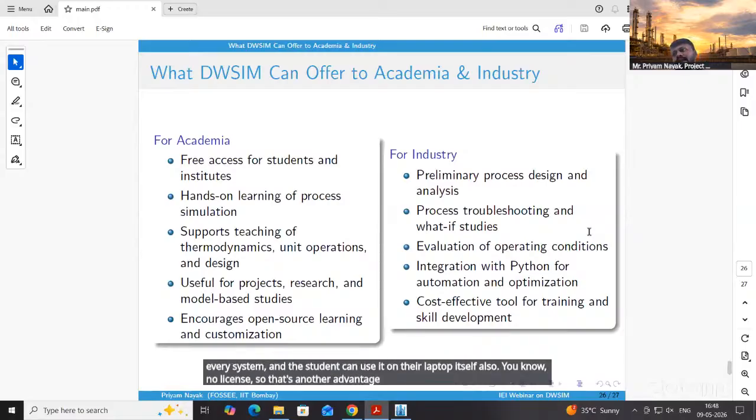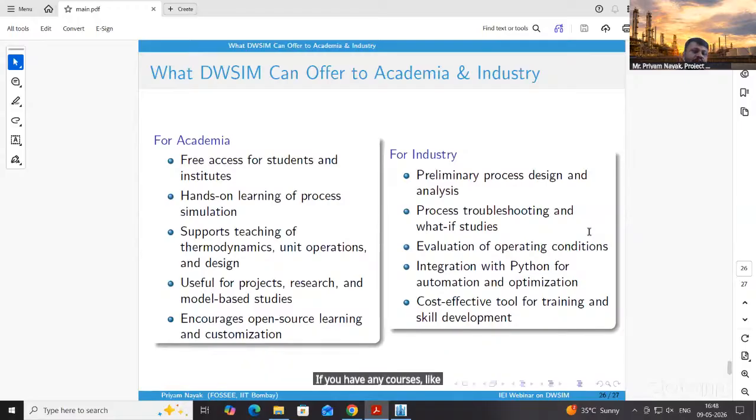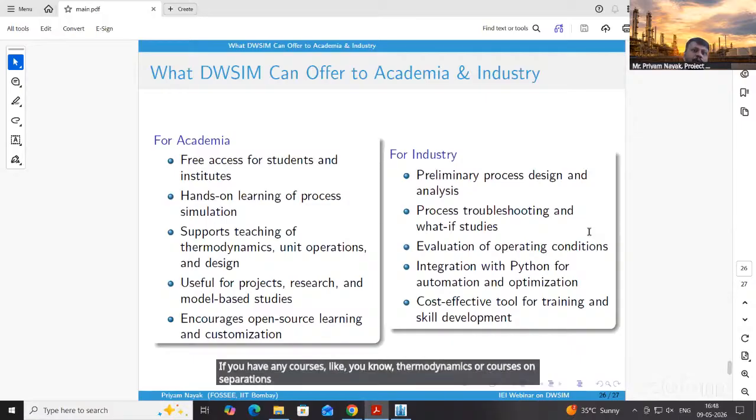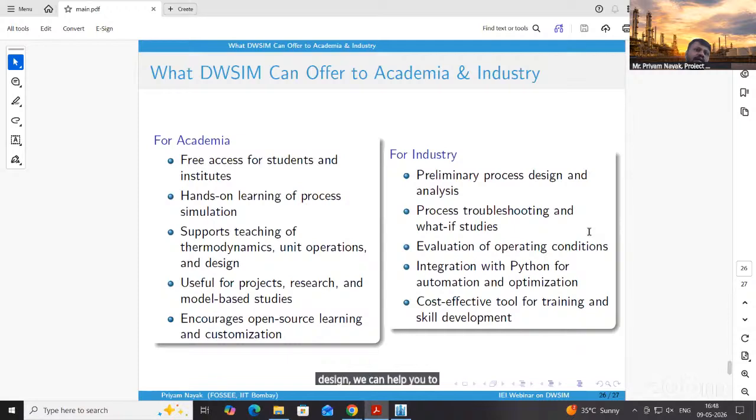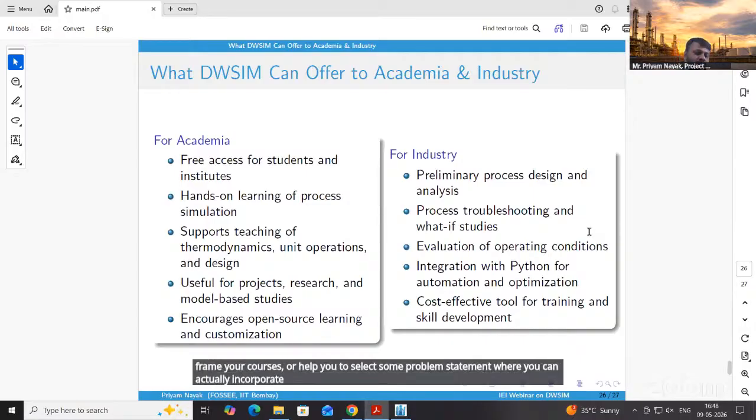If you have any courses like thermodynamics or courses on separations, design, we can help you to actually frame your courses or help you to select some problem statement where you can actually incorporate DWSIM in your courses.